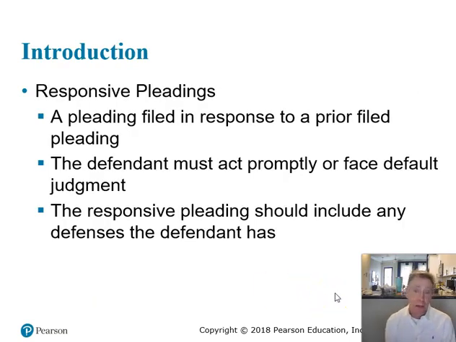Okay, responsive pleadings. A pleading filed in response to a prior filed pleading. So there's the first pleading with the complaint, and this is a pleading in response. The defendant must act promptly or face default judgment. Can't just sit on your hands about this. The responsive pleading should include any defenses the defendant has.